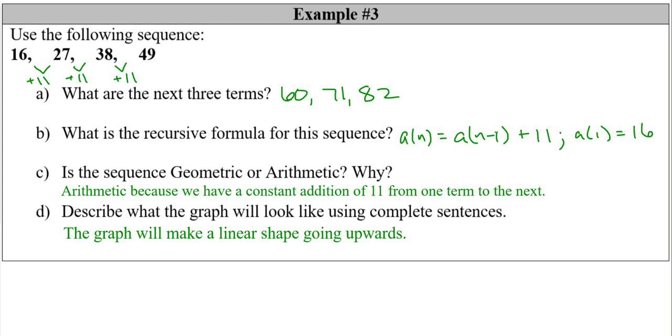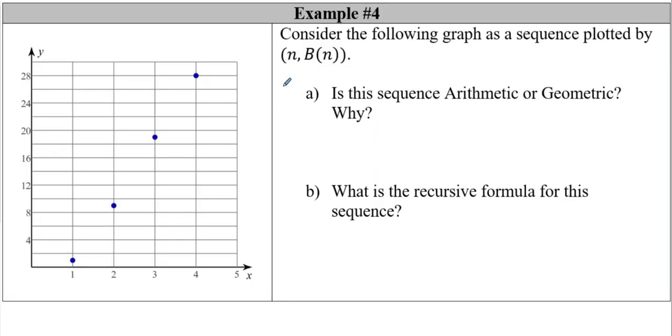Alright, great job. So welcome back. So I said this is arithmetic. Remember, because we have a constant difference, we are adding 11 each time from one term to the next, and the graph's going to make a linear shape going upwards. We got that straight line. All right, and then my last example here. Okay, change this. This should have been n, and this should have been big B of n.